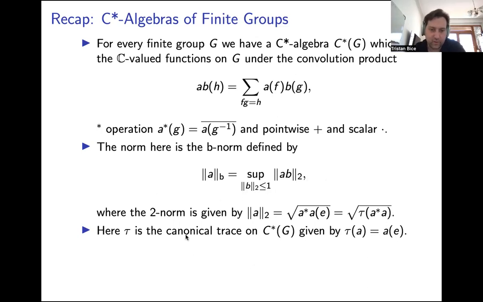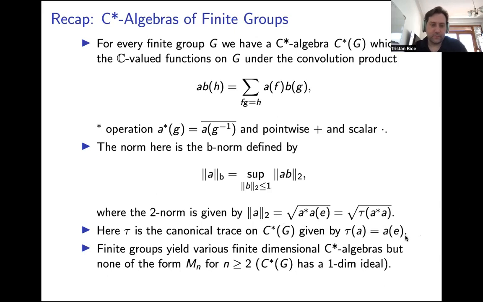And by saying it's canonical, I'm not saying it's unique in any way. There are many other traces you can usually define on a group C-star algebra, but this is the standard one, which is useful for many things. For example, like defining the 2 norm.